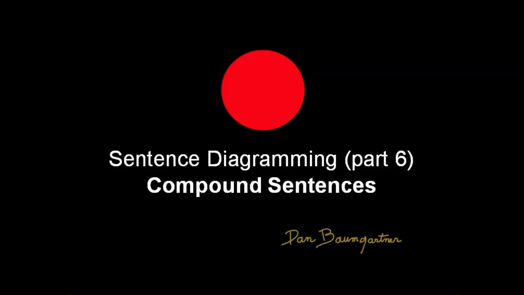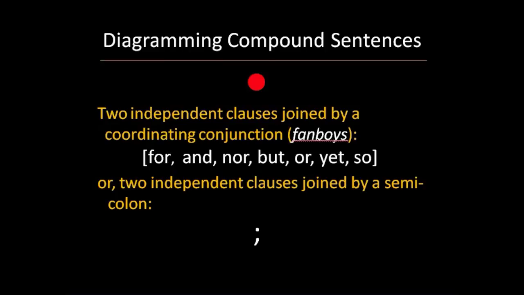In sentence diagramming part 6, we're going to talk about diagramming compound sentences. Compound sentences are made up of two independent clauses. And these two independent clauses can be joined either by coordinating conjunctions.